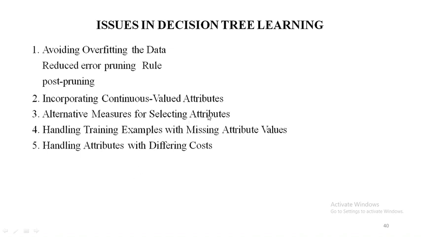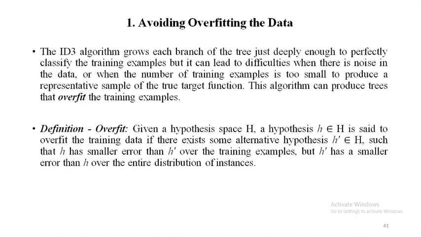What are the alternative measures for selecting the attributes? Handling training examples with missing attribute values, and handling attributes with different costs. So how do we handle the attributes which have differing costs? These are the issues with respect to decision trees. Let us go one by one here.